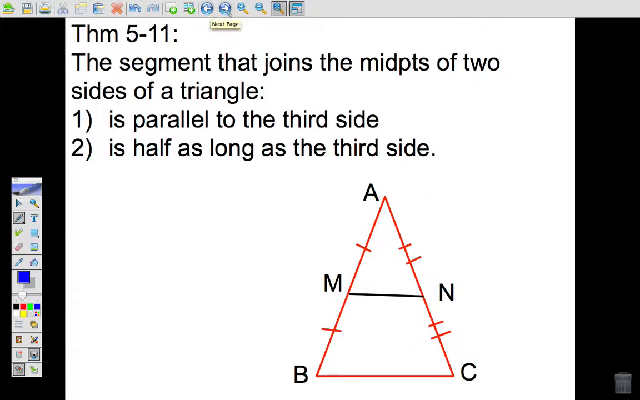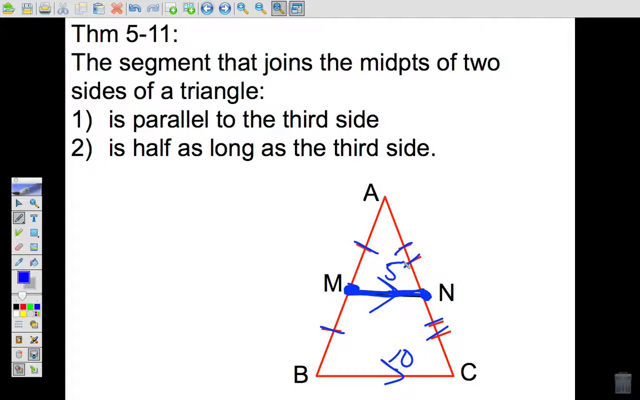All right, last theorem. It says the segment that joins the midpoints of two sides of a triangle. So I've got a segment here, and it's joining the midpoints of two sides of the triangle. Now how do I know M and N are midpoints? Well, because these are two equal parts and these are two equal parts. So M is the midpoint and N is the midpoint of this side. Now, if I've got a segment that joins the midpoints of two sides of the triangle, then two things happen. This segment has to be parallel to the third side, and it's half as long as the third side. So if this side is 10, the length of the segment joining the midpoints is half as long, in other words, 5.